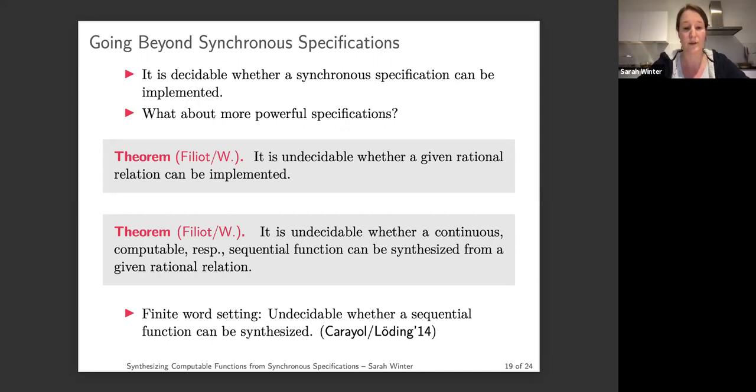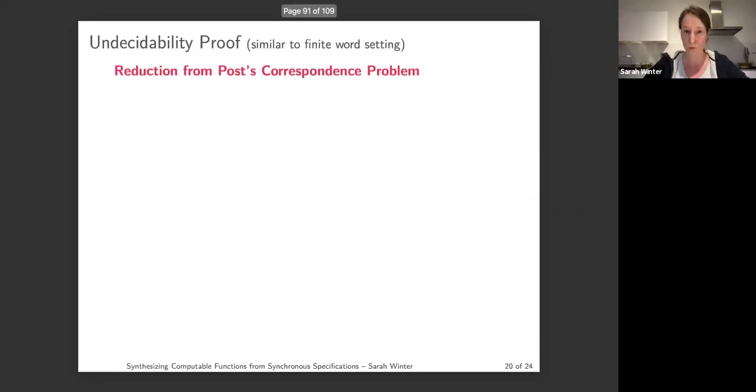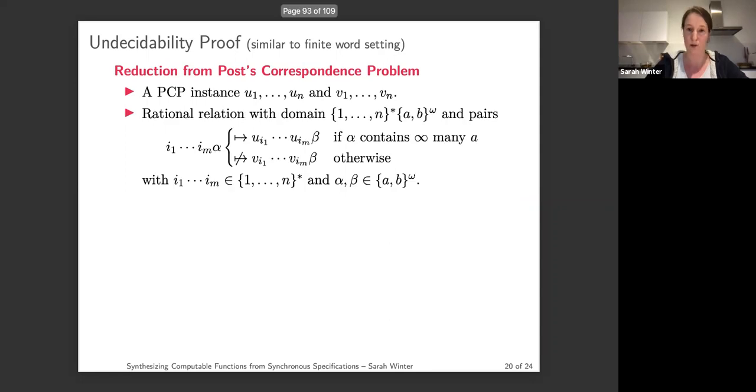And for finite words, if you consider rational relations over finite words, there it is also undecidable whether a sequential function can be synthesized. Okay, and the undecidability proof is similar to the finite word setting. It is a reduction from the Post correspondence problem. I will just quickly go over it.